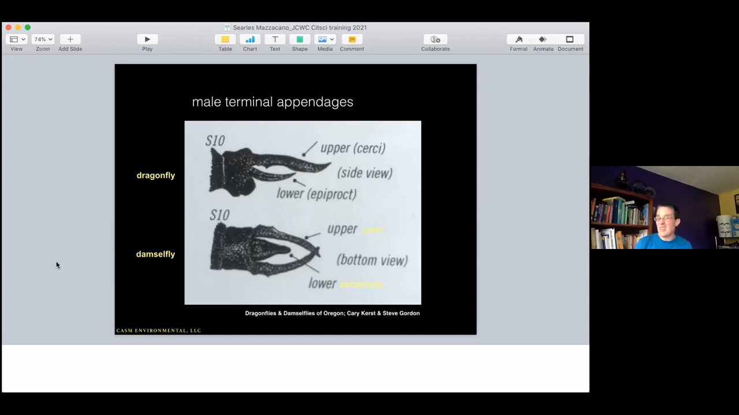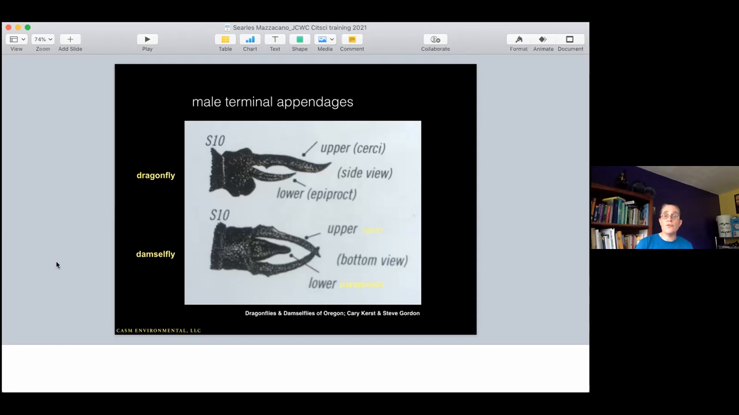And then they have a lower structure in the dragonfly, it's called an epiproct. And in the damselflies, it's a little bit different. They have the pair of cerci on the upper section, and then they have the periprocts, a pair of those on the lower. So those can be structures that you can sometimes see in a photograph. Sometimes you might need to get that critter in a net, take a look at it in hand with a magnifying lens, or take a good photo of it.